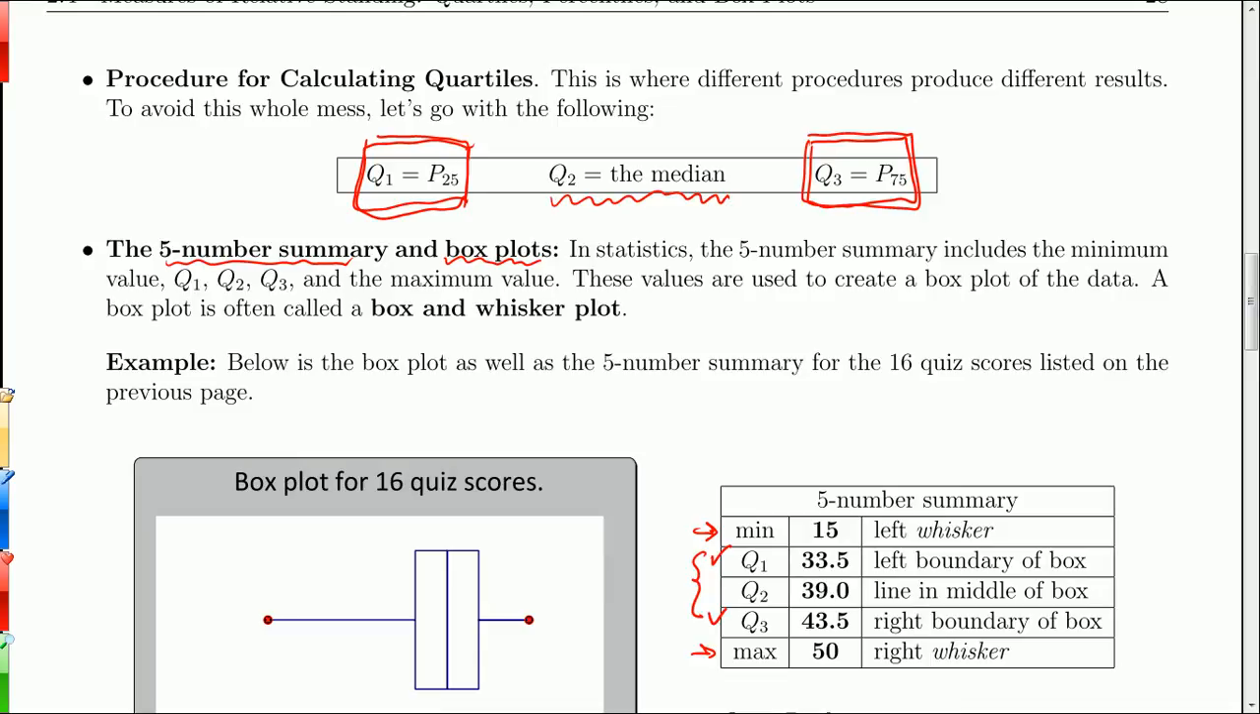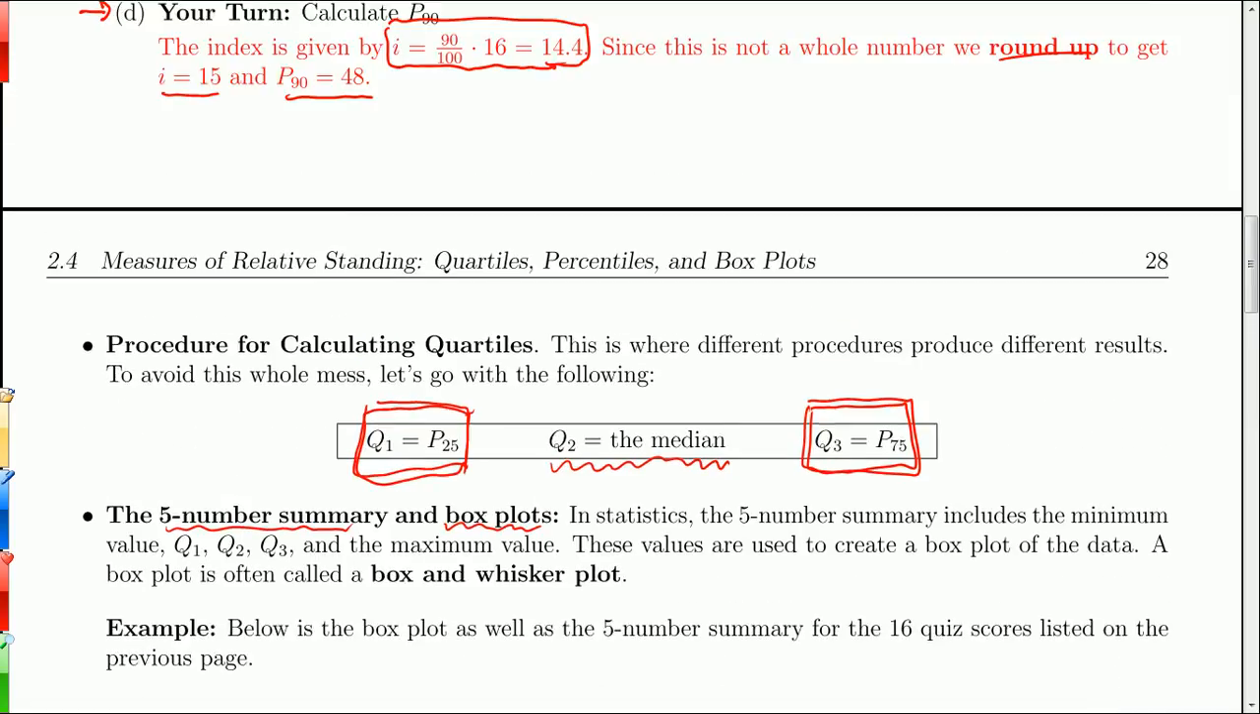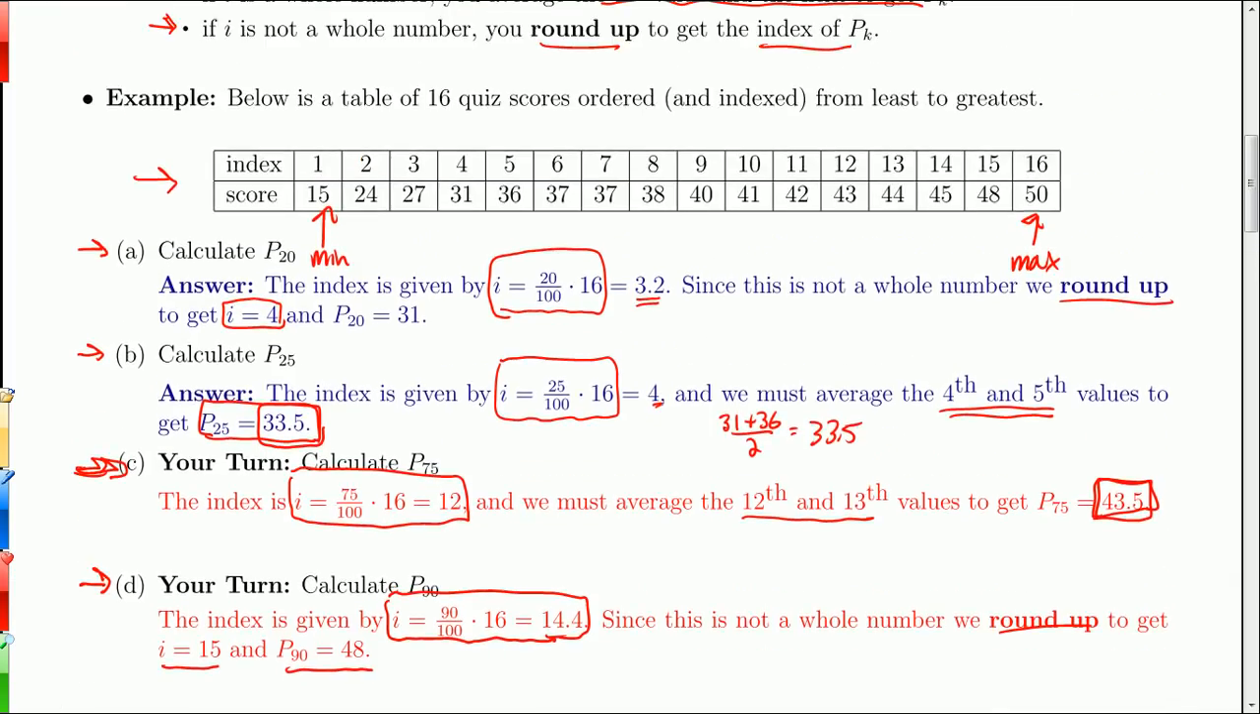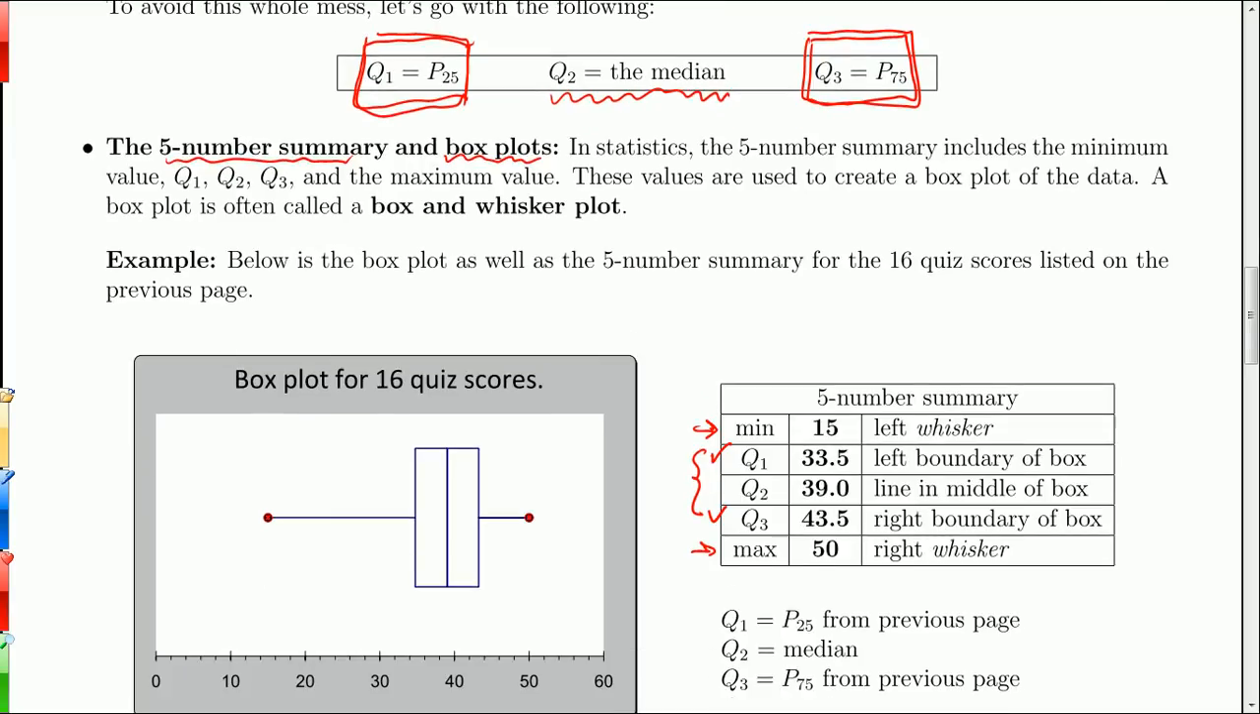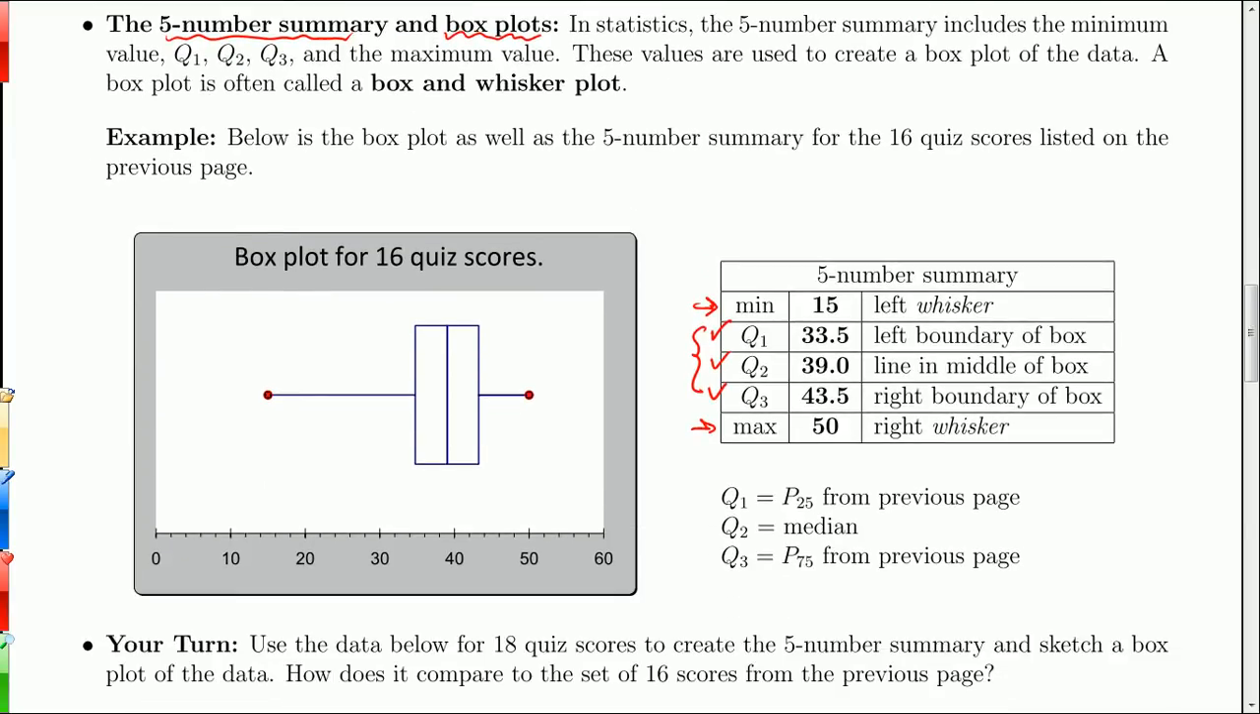So the only one we haven't already calculated is the median. And that's pretty easy to do because they're already ordered and indexed, right? So there's 16 of these. That means we have 8 down there, 8 up here. So it's an even number. So we don't actually have a middle value, right? So we take the average of 38 and 40, and the median is equal to 39. Right. I'm going to put that in for Q2. And there they are. So that's the 5-number summary. The minimum, Q1, Q2, Q3, and the max.